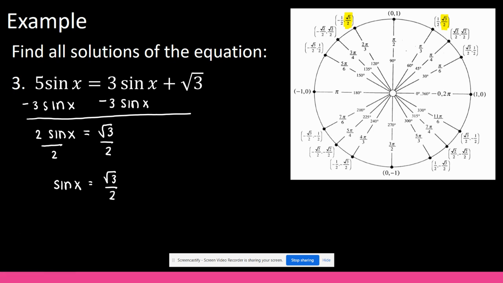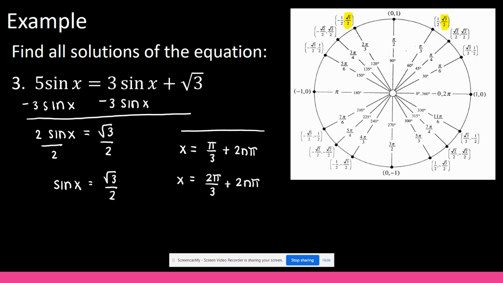Okay, so because those are two quadrants right next to each other, we're going to have to take each one individually, and we'll have to add on that 2n pi each time. So I do have two general solutions. I have to say that I have pi over 3 plus 2n pi, and that I also have 2 pi over 3 plus 2n pi.